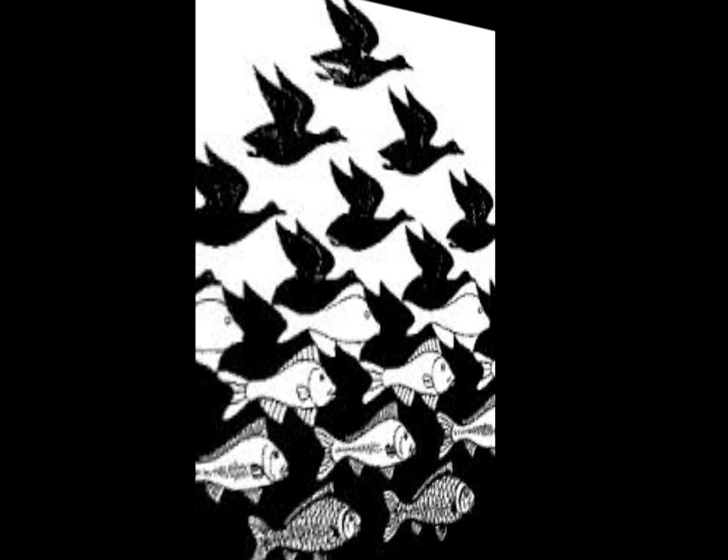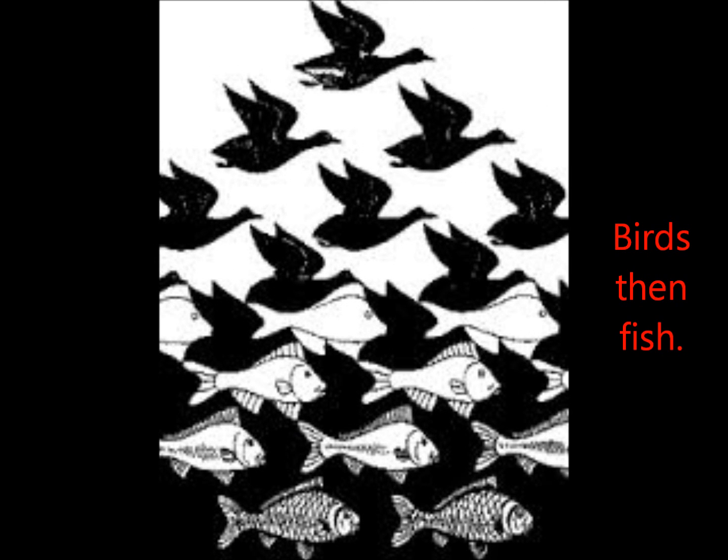In this image, the figure shifts as your eye travels downward. The birds are the figure, and as you continue down, they become the black ground, and the white and gray fish become the figure. Next, we'll get into grouping.